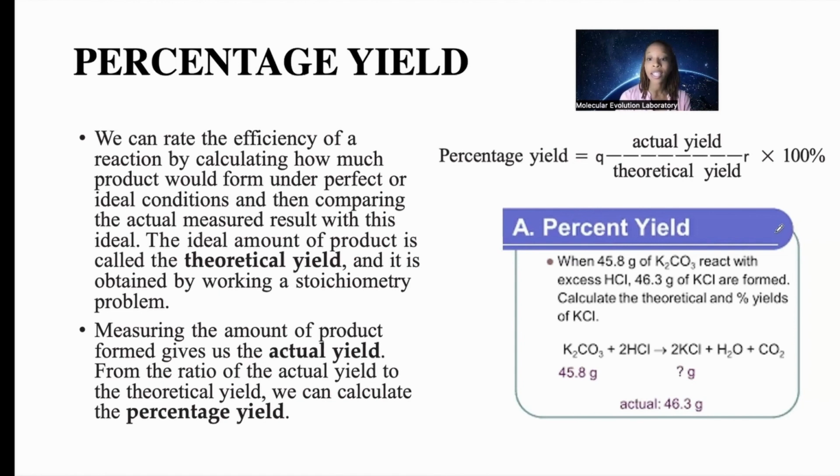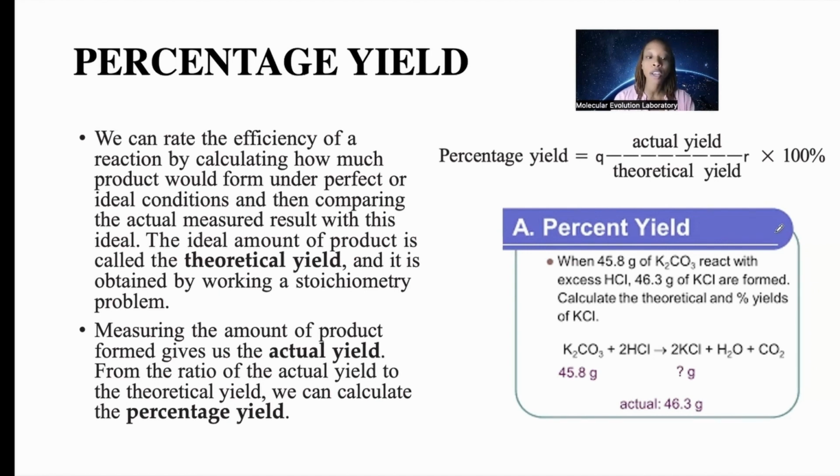The next important calculation is percentage yield. We can rate the efficacy of a reaction by calculating how much product would form under perfect or ideal conditions, and then comparing the actual measured result with the ideal. The ideal amount of product is called the theoretical yield, and it is obtained by working a stoichiometry problem.